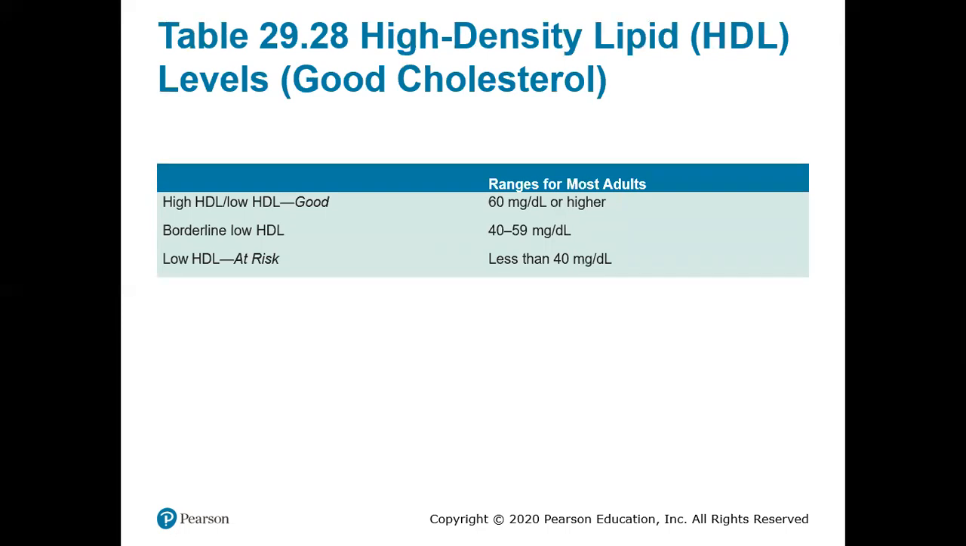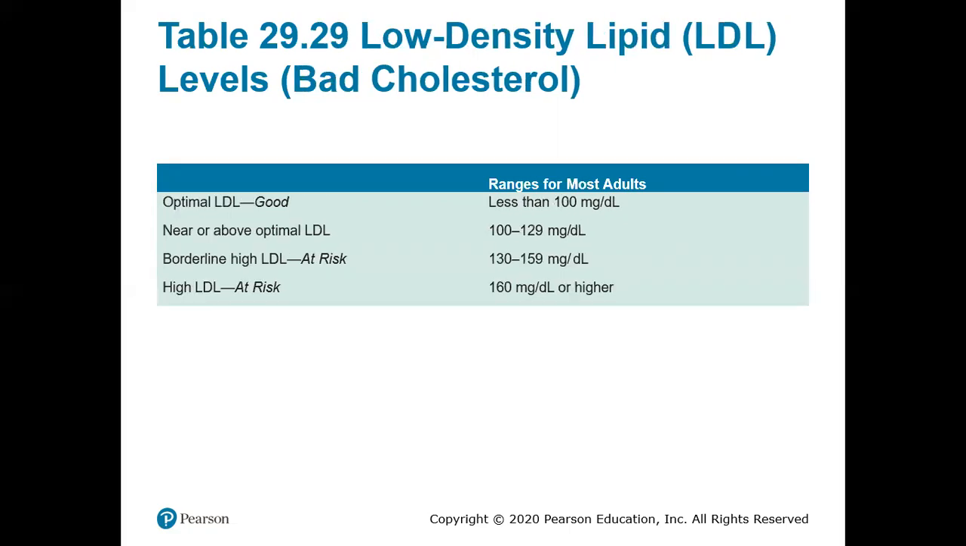Table 29.28 is detailing the high density lipid or HDL levels, the good cholesterol, and what ranges those should be in. Table 29.29, also on page 486, details the low density lipid levels or bad cholesterol.